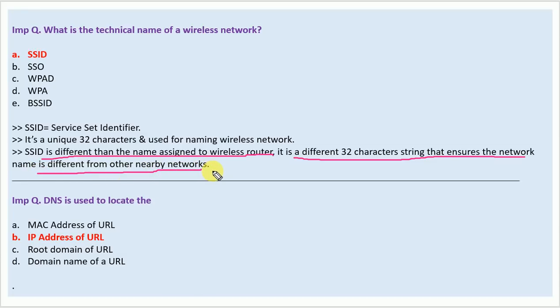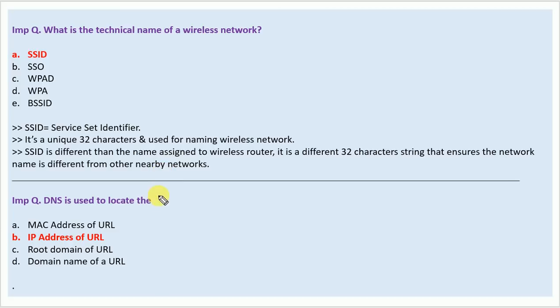Okay, so that will ensure that my network name is different from the other nearby network, and this is nothing related to the wireless router. Again, I'm telling you, two things you have to remember: what is the use of SSID, and what is the length of SSID. It is a 32-character string, and the abbreviation of SSID is nothing but Service Set Identifier.